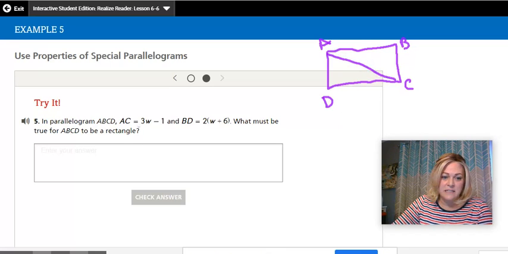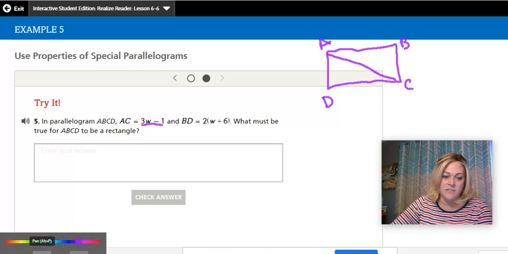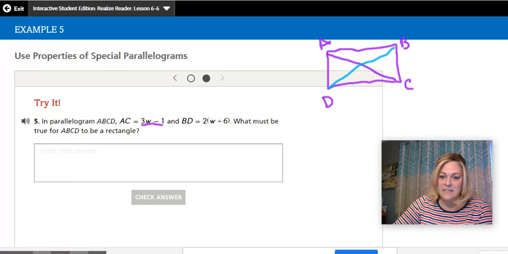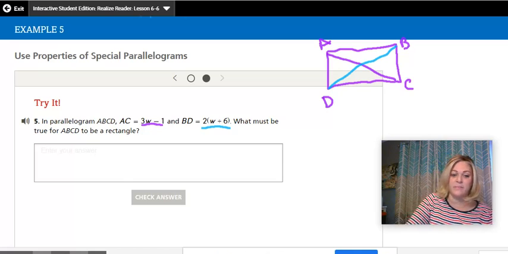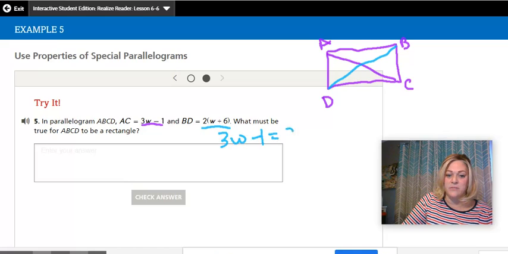AC is 3W minus 1. And I'm going to switch colors. BD is 2 times the quantity, W plus 6. What must be true to make it a rectangle? Well, if it's a parallelogram, to be a rectangle, it has to have diagonals that are the same. So let's set them equal to each other. So they have to be congruent. 3W minus 1 equals 2 times the quantity, W plus 6.